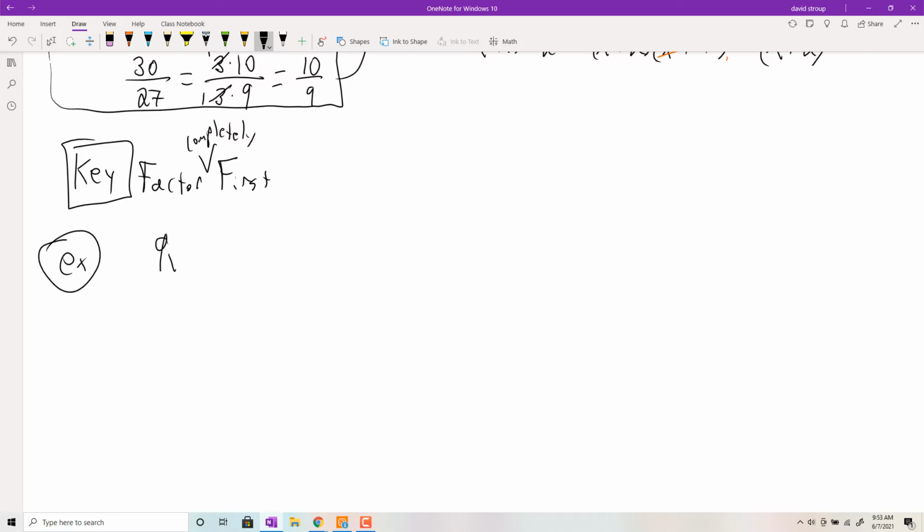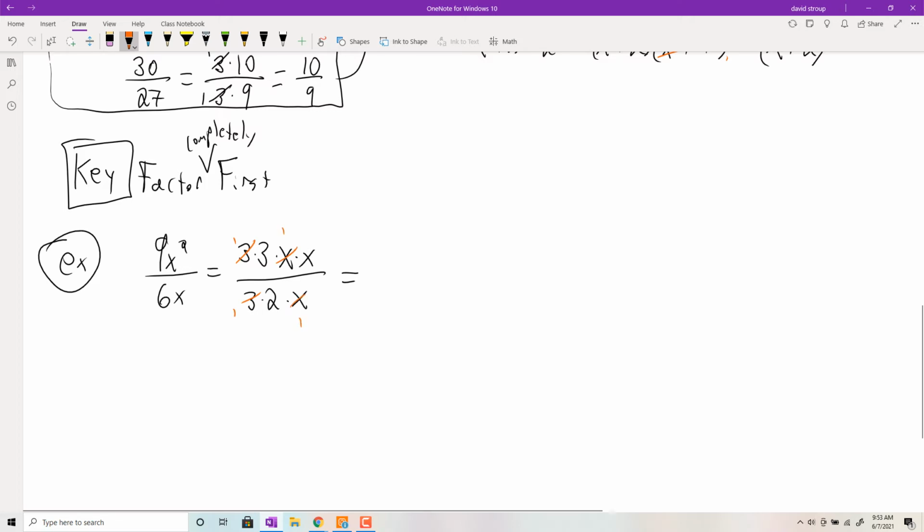Here we have an example, 9x squared all over 6x. Okay, so you can factor this thing completely. I mean, you could reduce 9 over 6, that's like 3 halves. But let's do it the factoring way. So 3 times 3, x squared is x times x. I have 3 times 2 times x in the denominator. And then you see, all right, I have a 3 over 3, it's the same as 1 over 1. I have an x over x, same as 1 over 1. And then that's it, right? So what am I left with on the top? I have 3x, and on the bottom I just have 2.